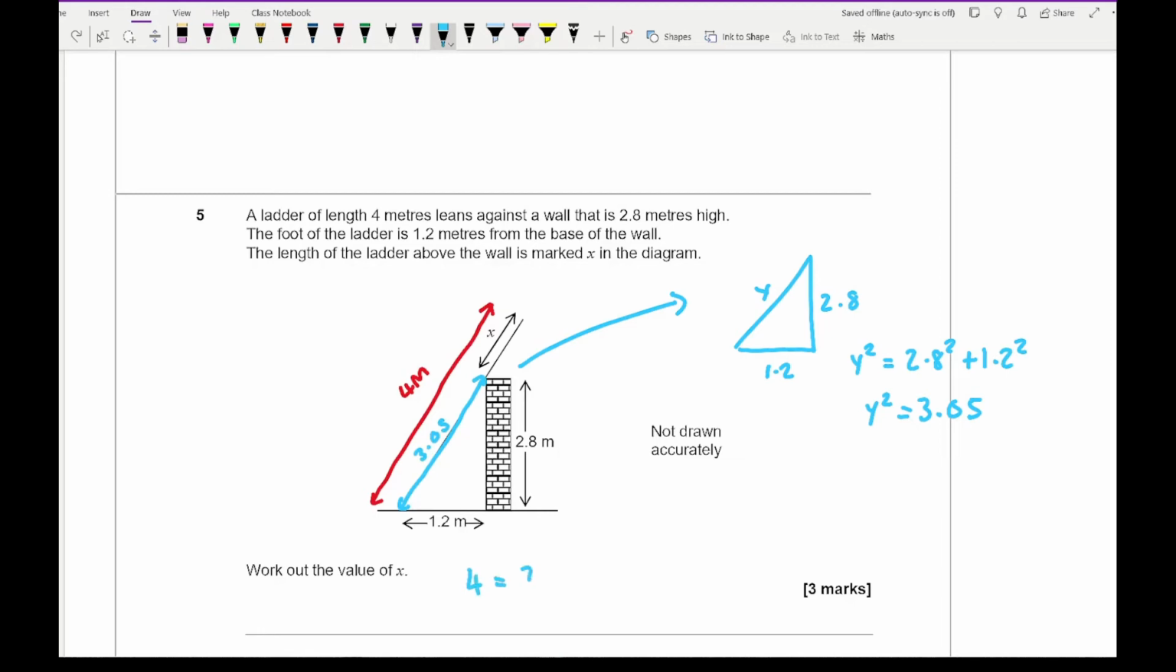So if this length here is 3.05 and all of that ladder is 4, then what I get is 4 equals 3.05 plus x. So x equals 4 minus 3.05, which equals 0.95. And that's going to be in meters.